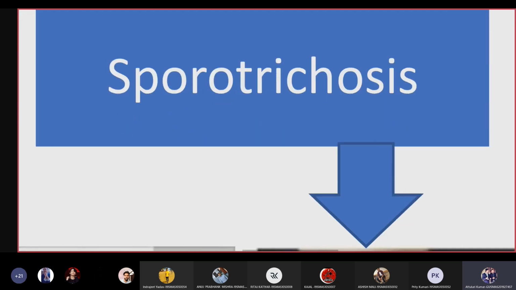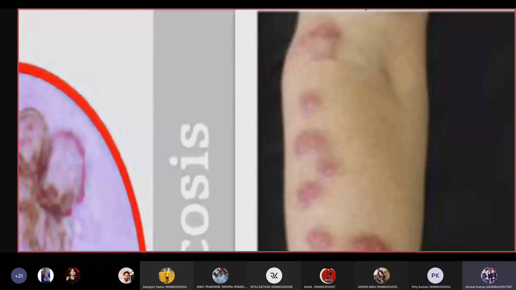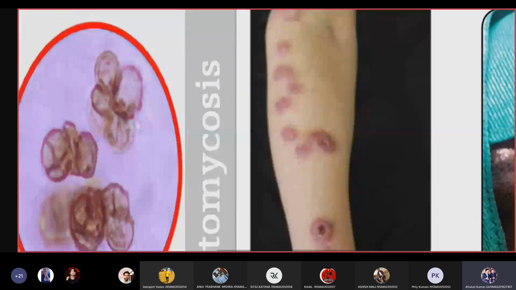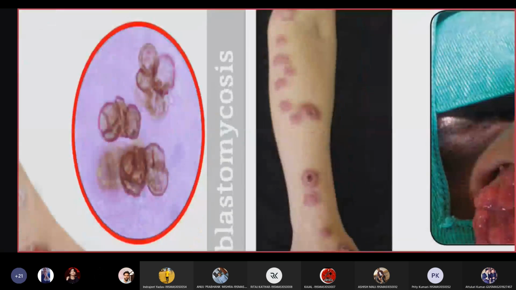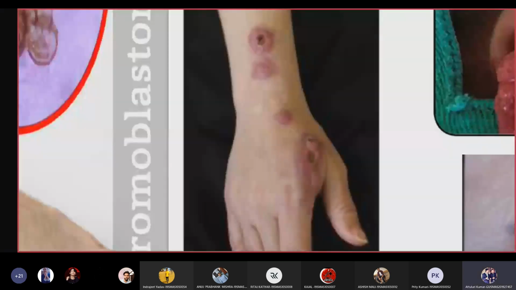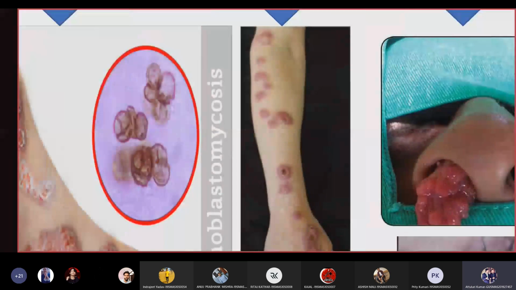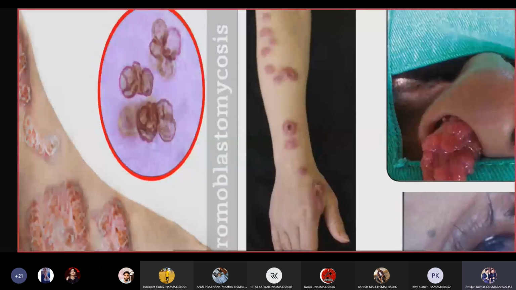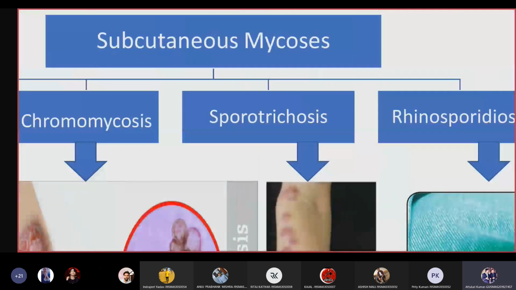This particular fungus will migrate through our lymphatic channels, and the patient will show spores on the surface of skin along the way of the lymphatic vessels. So this particular subcutaneous fungal infection is called sporotrichosis.